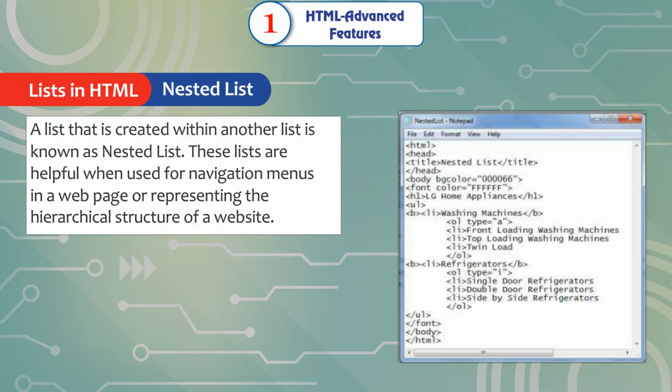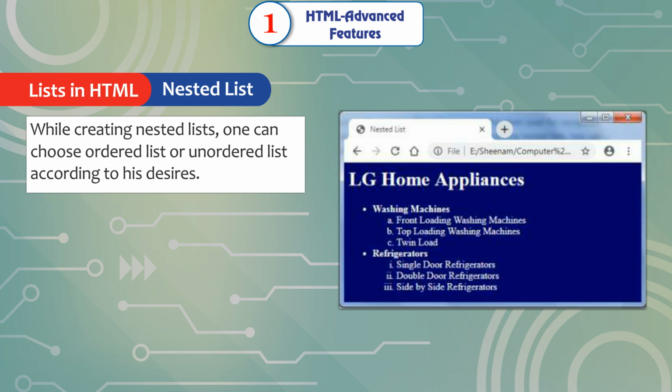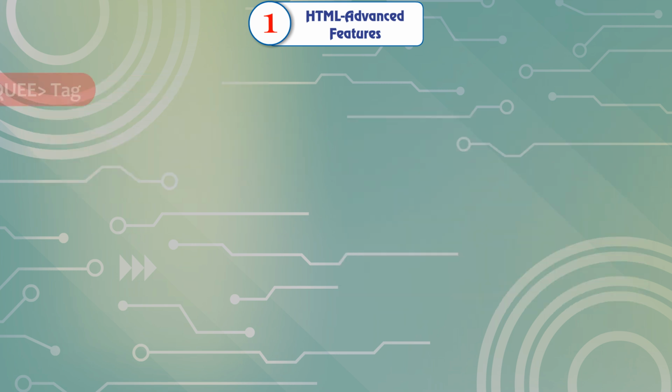Nested list. A list that is created within another list is known as a nested list. These lists are helpful when used for navigation menus in a web page or representing the hierarchical structure of a website. While creating nested lists, one can choose an ordered list or an unordered list according to his desire.